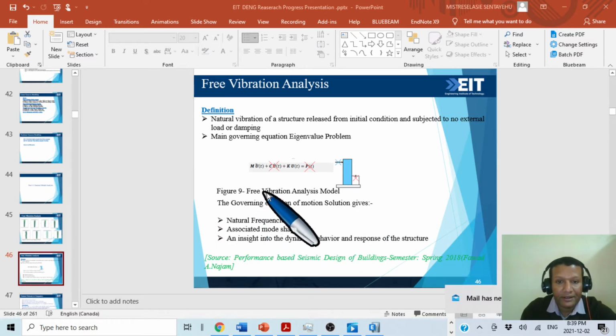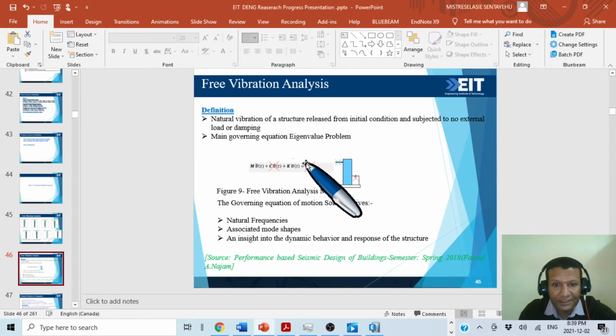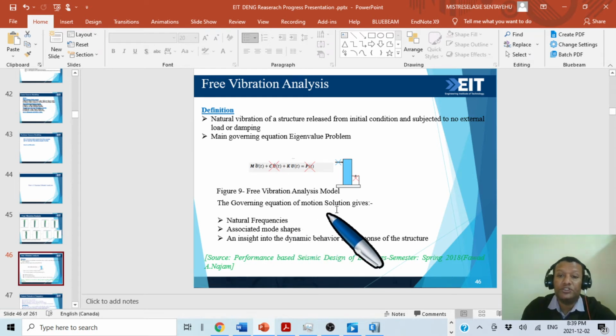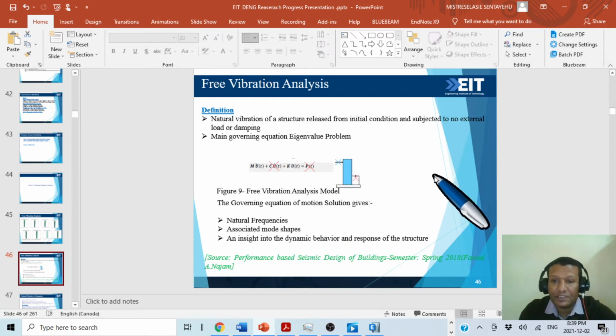Okay, figure 9, free vibration analysis model. The governing equation of motion solution gives us natural frequency. We will get natural frequency and associated mode shapes: first mode, second mode, third mode. As I told you, for the first mode and second mode, if it is a regular building, we have to get pure translational modes.